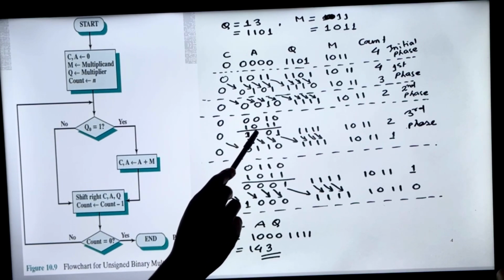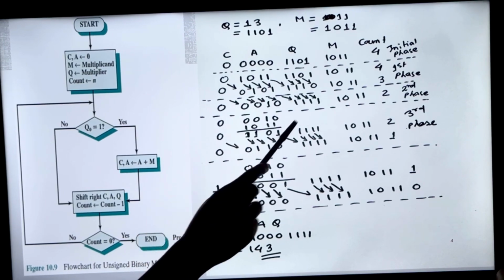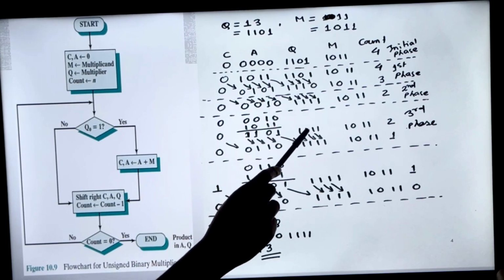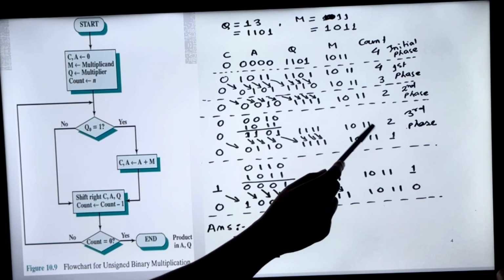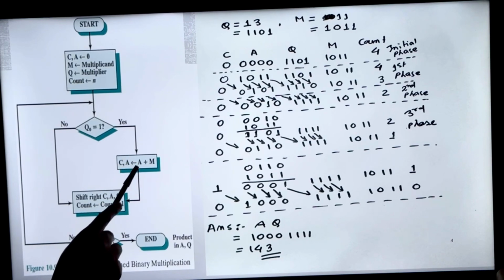So 1, 0 is 1, 0, 1 is 1. Carry out bit is 0. Fine. And the rest are all the same. Q is whatever we had from the previous step: 1, 1, 1, 1. M is 1, 0, 1, 1. Count is 2. So after this, what will I do?